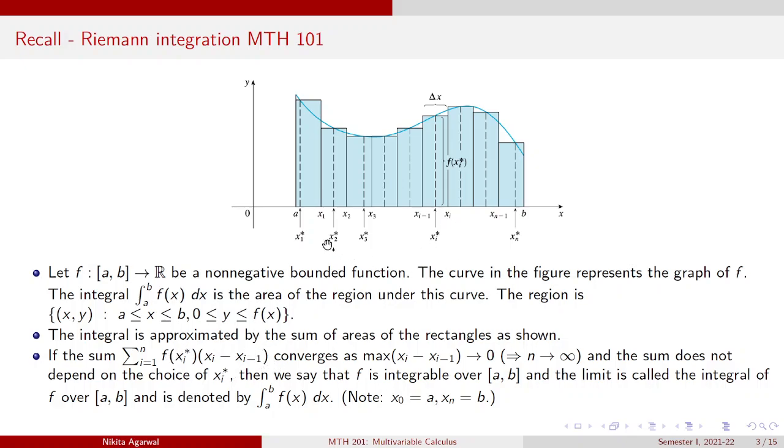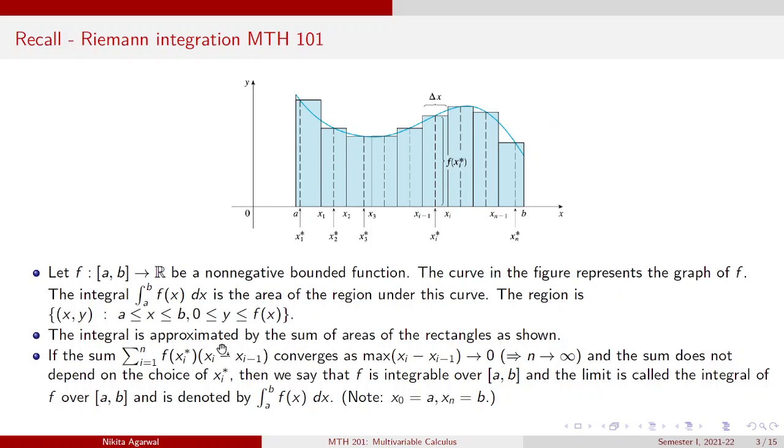And then in each subinterval you pick a point, like in the first one you pick x1 star, then x2 star, and so on, and then you add up all those areas, which is basically the area of this shaded region. Okay, of course, it's not perfect, right? There are some extra terms here, but then there is something less here and so on.